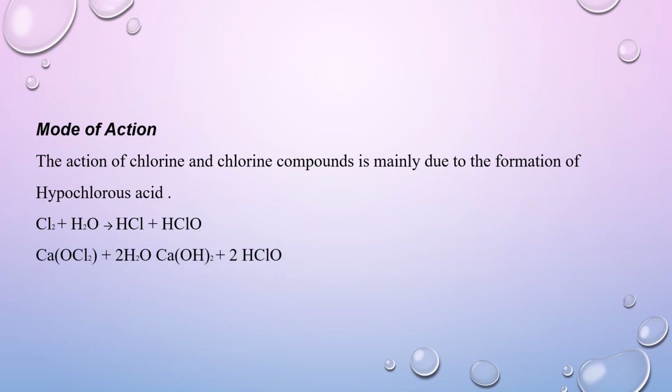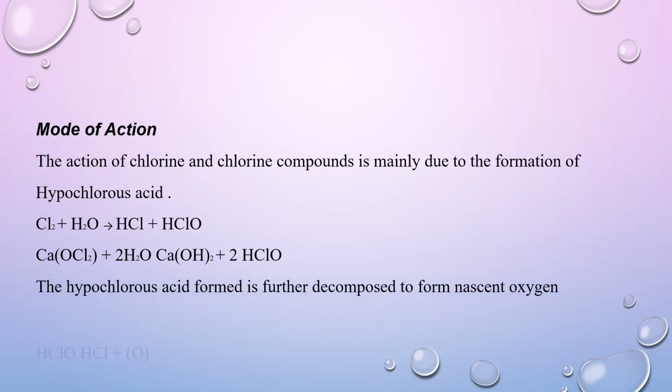The hypochlorous acid formed is further decomposed to form nascent oxygen. The nascent oxygen is a strong oxidizing agent and acts on cellular components to bring about the destruction of microbes. Organic matter interferes with chlorine action by reacting with chlorine. Hence, excess of chlorine is added to ensure complete microbial destruction.